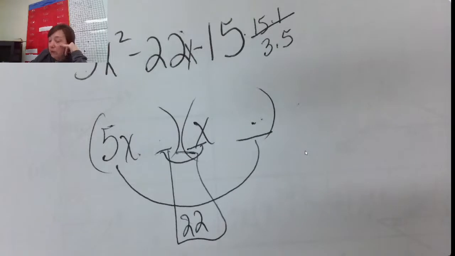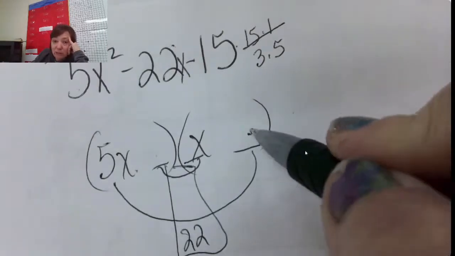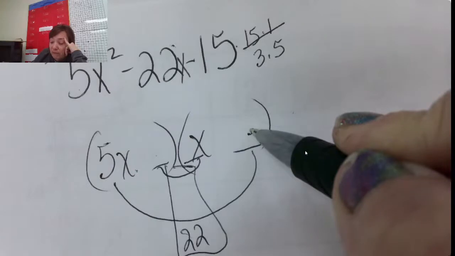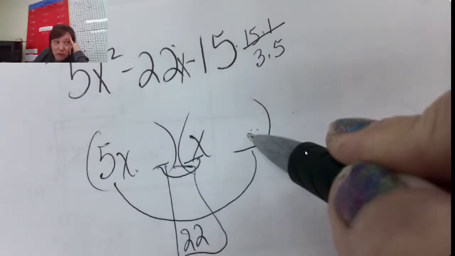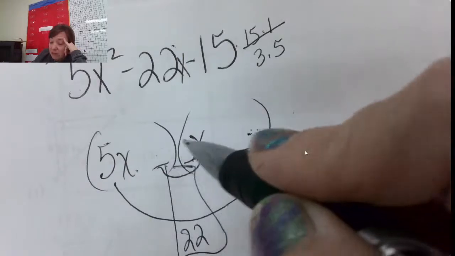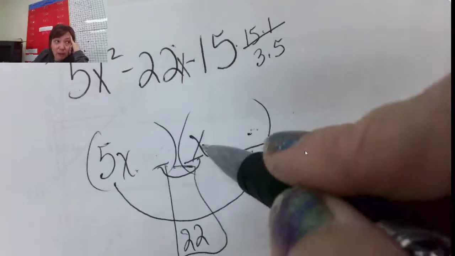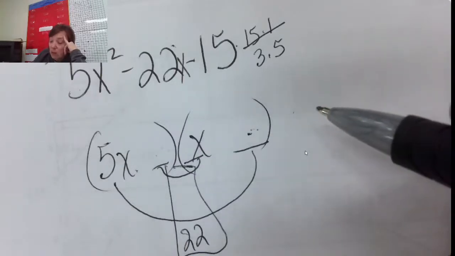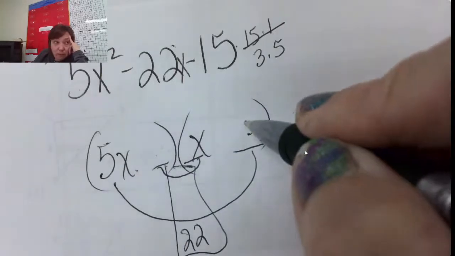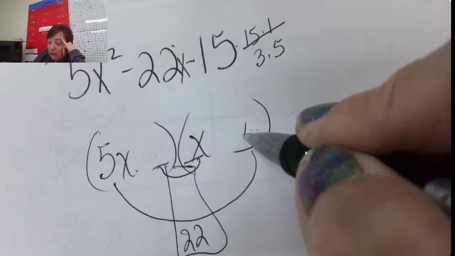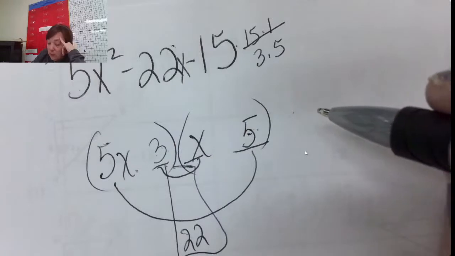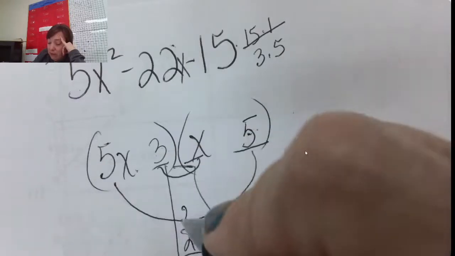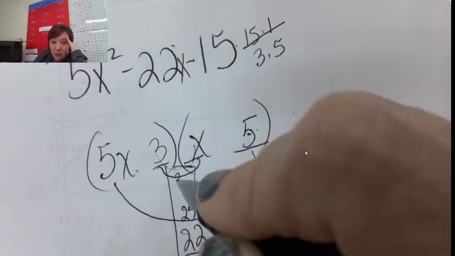So if we put 3 right here and 5 right there, 3 times 5 is 15. And we put 5 right there, that's going to give me 15 and 5. Is that going to get me 22? But what if I put a 5 right here and I put a 3 right there? So that's going to give me 25. That's going to give me 3, right?